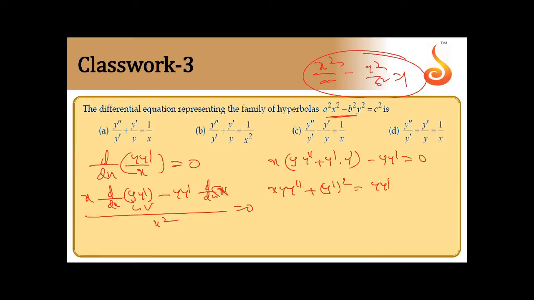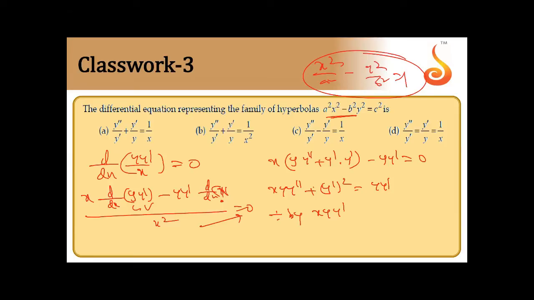So what to do here? You can divide by x into y dash. Cross multiply, this becomes 0. The derivative of x is 1 only. No? The derivative of x is 1 only. So you can divide by.